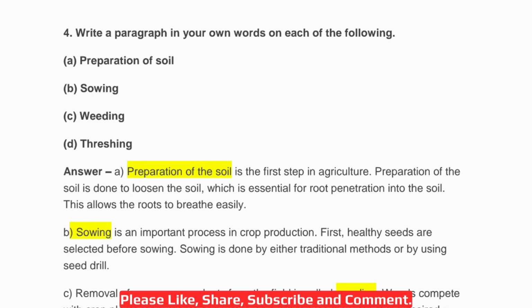Now preparation of soil. Preparation of soil is the first step in agriculture, right? It is done to loosen the soil, which is very essential for root penetration into the soil. This allows the roots to breathe easily. Then sowing is an important process in crop production. First, healthy seeds are selected before sowing. Sowing is done by either traditional methods or by using seed drills, right?